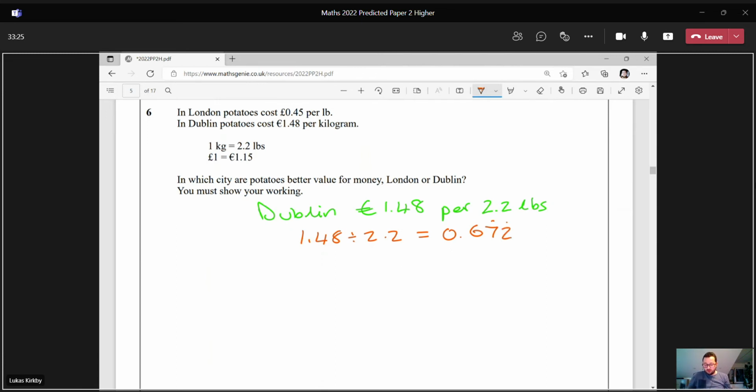And then we want to turn that into pounds, and the exchange rate is 1 to 1.15, so we're going back to pounds. We want to divide by 1.15. So 0.672 divided by 1.15, and that gives me 0.58 to the nearest penny. Yeah, so let's write that.